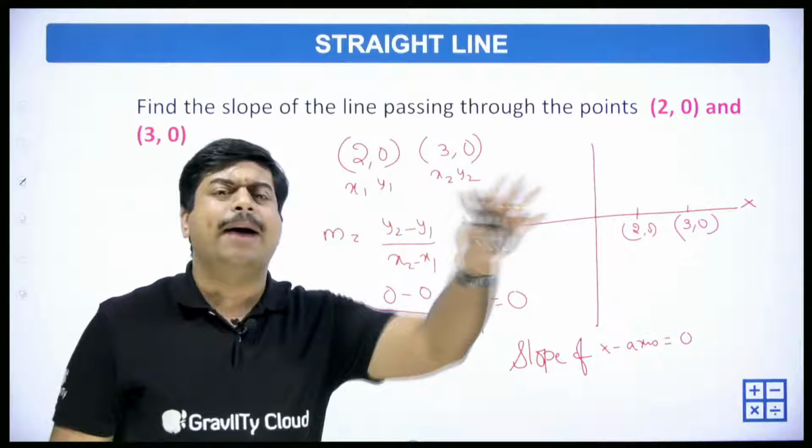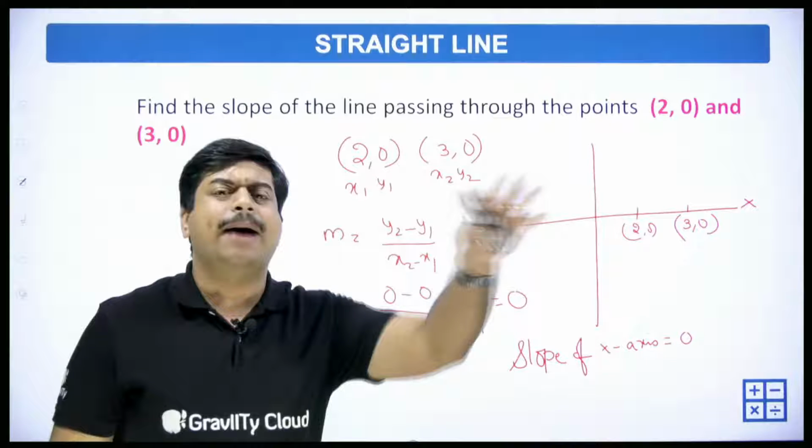Moving ahead, find the slope of the line joining the points (3, 4) and (4, 5). Quickly, y2 minus y1 by x2 minus x1. I am not even writing the formula. m is equal to y2 minus y1, 5 minus 4, by x2 minus x1, 4 minus 3. 5 minus 4 is 1 by 4 minus 3 is 1. So the slope is 1. Very simple, very straightforward. In just 10-20 seconds you can directly tell the answer. What is the slope of the line? y2 minus y1 by x2 minus x1.